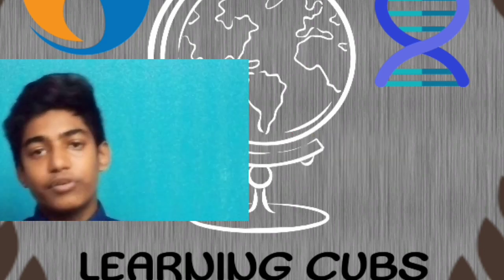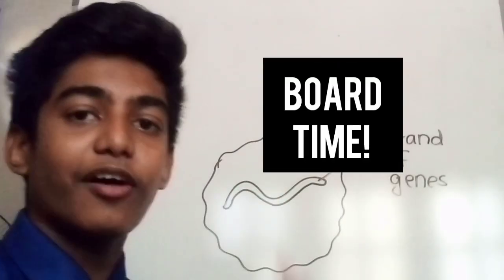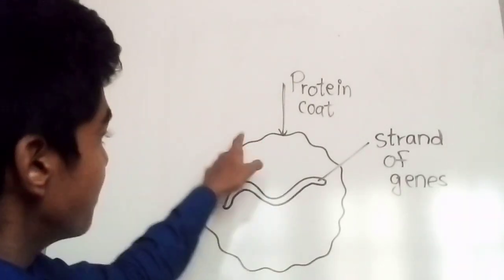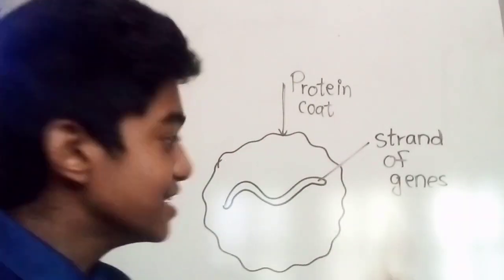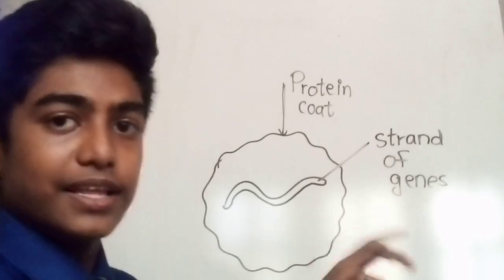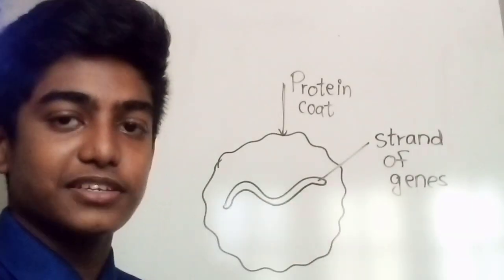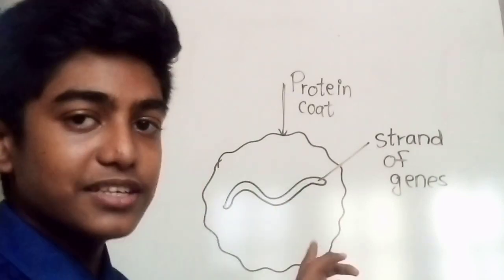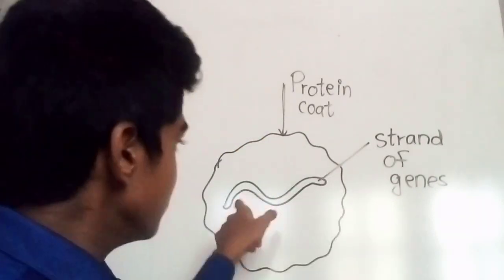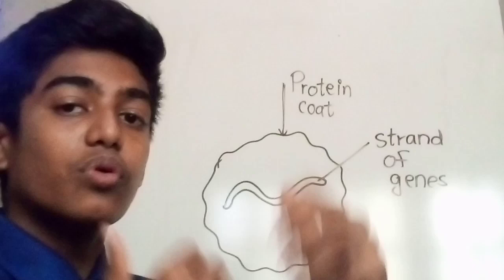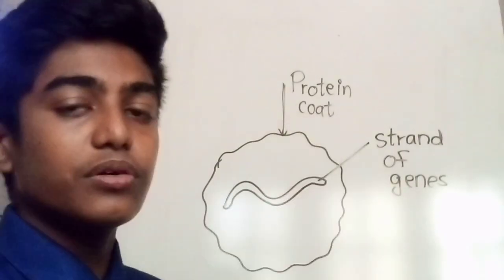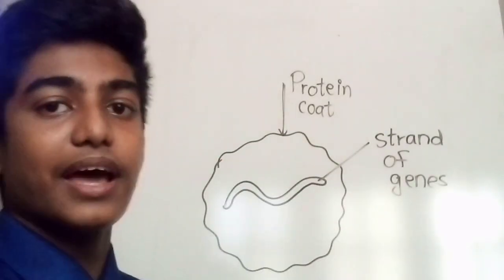So let's go on. This is the structure of a virus. You can see that it has a protein coat that contains just one strand of a gene. This gene contains the instructions to make new copies of the virus. If this virus gets into a cell, these genes cause the cell to make more copies of that virus. This process is called replication.